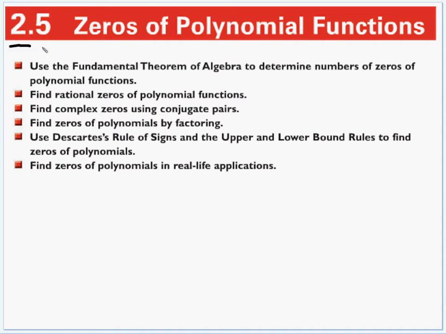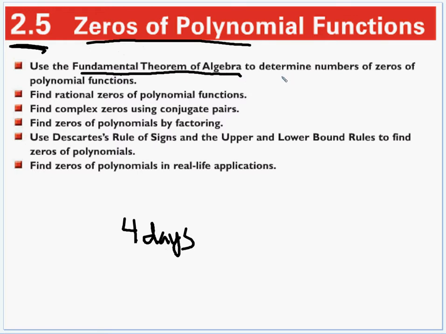This video will begin section 2.5. This is going to take place over 4 days, 4 videos. This is a pretty juicy section. We're going to use the fundamental theorem of algebra to determine the number of zeros that a polynomial function has. We will find the rational zeros of polynomial functions, not the irrationals.